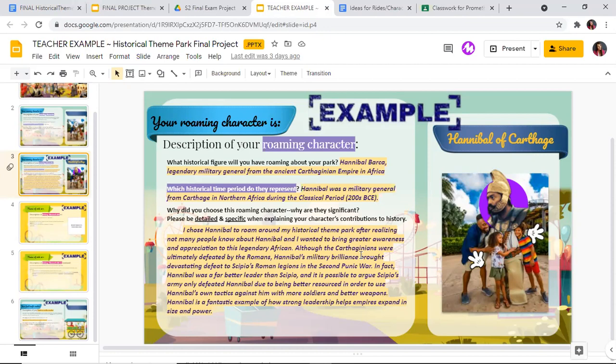Although the Carthaginians were ultimately defeated by the Romans, Hannibal's military brilliance brought devastating defeat to Scipio's Roman legions in the Second Punic War. In fact, Hannibal was a far better leader than Scipio, and it's possible to argue Scipio's army only defeated Hannibal due to being better resourced, in order to use Hannibal's own tactics against him with more soldiers and better weapons. Hannibal is a fantastic example of how strong leadership helps empires expand in size and power.